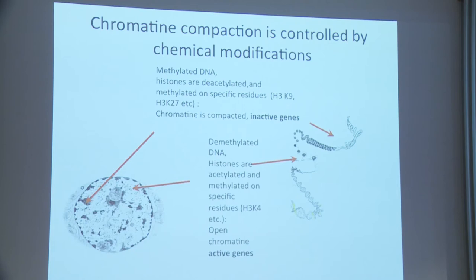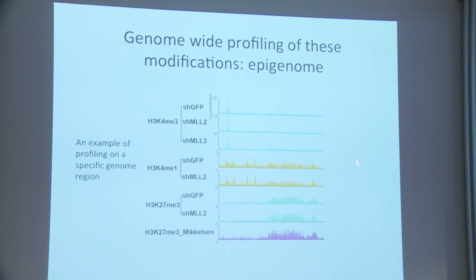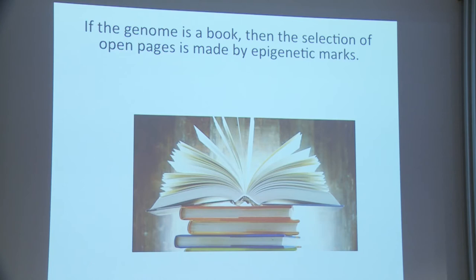You can measure these modifications, one by one, at the whole genome level, and this will give you the epigenome of the cell. Now, if you take the genome as a book, the epigenome will tell you which are the open pages. It's the epigenetic marks which will select the open pages of the book. So this, if you want, is the euchromatin. You can read it. This is the heterochromatin. You cannot read it.